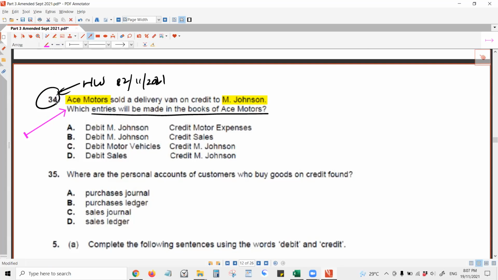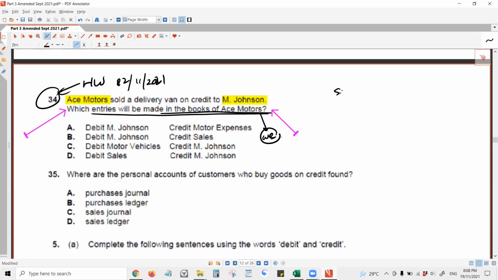I mean the requirement sentence. This is the requirement sentence. They say, which entries will be made in the books of Ace Moto? It's asking you how to record into the books of Ace Moto. It means that you are Ace Moto. When the question asks you how something is recorded in the books of somebody, we are that somebody. We are Ace Moto.